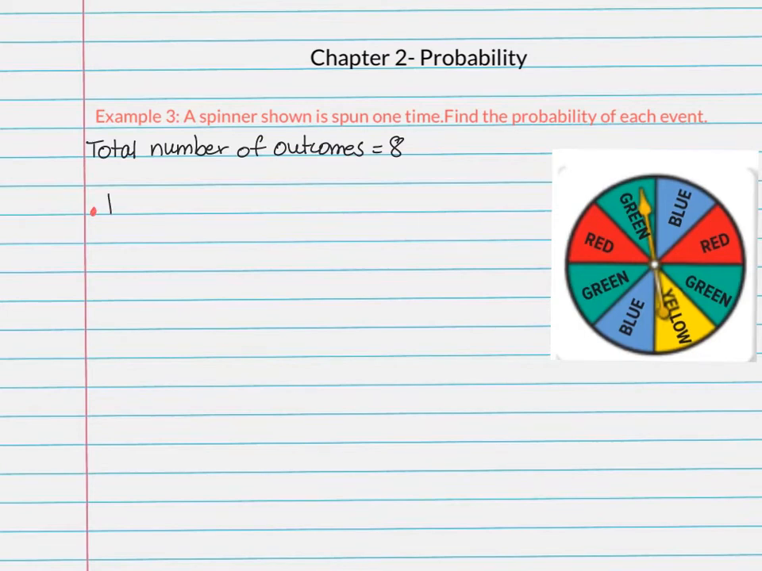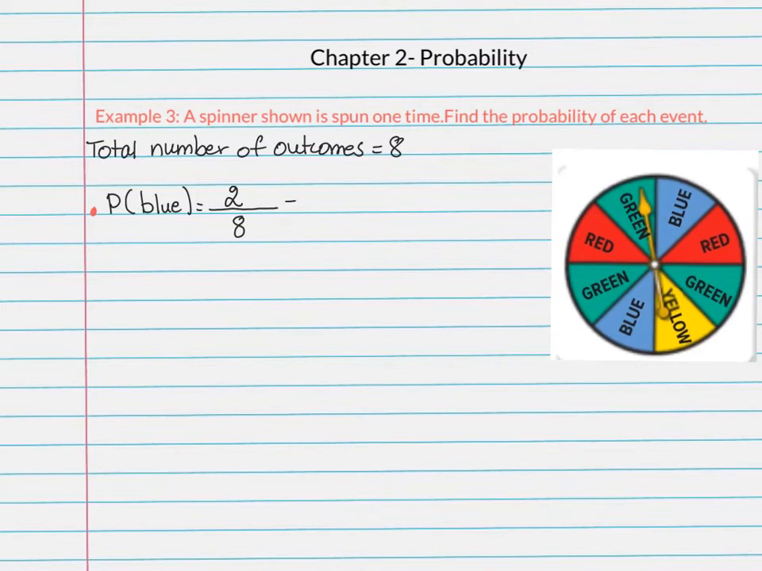Let's start with the first part. They want the probability of the color blue. So what's the probability when you spin the spinner to get the color blue? Again, probability, we're going to write it as a fraction. The denominator is the total number of outcomes, which is 8. Now we go to the spinner and count. How many blue colors do we have? We have 1 and 2. So I have 2 blue colors, and then the numerator is 2. 2 out of 8. In probability, we prefer to have the simplest fraction.